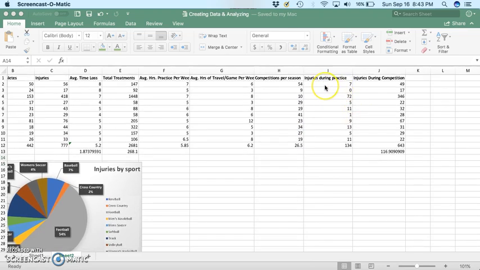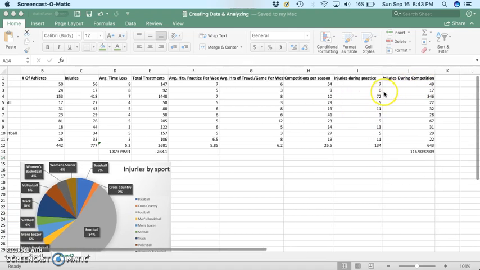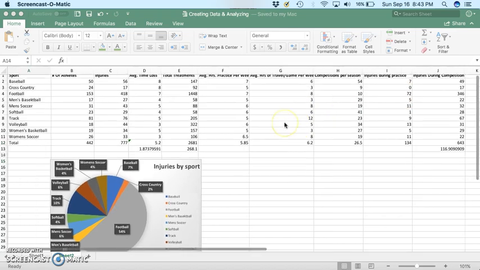Then I went ahead and recorded the injuries during practice that were recorded again in this whole sportswear by the athletic training staff, and then the injuries during competition, which I just again pulled from the software.